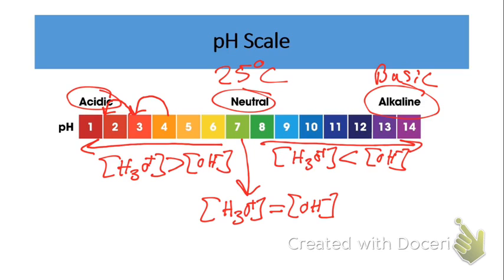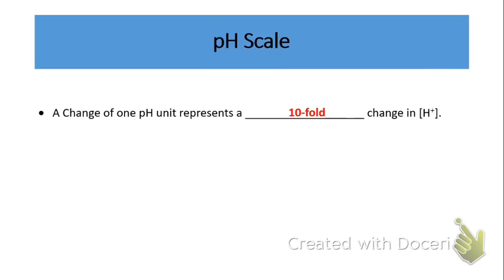Going up is the same idea. If you're going from a pH of 9 to a pH of 10, it's a tenfold increase in the hydroxide concentration, or in other words, a tenfold decrease in the hydrogen ion concentration. All right? And that's all because of the log base 10 scale. So again, a change in 1 pH unit represents a tenfold change in the H plus concentration.